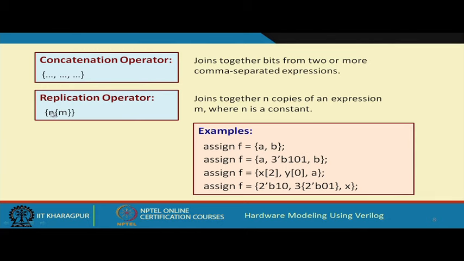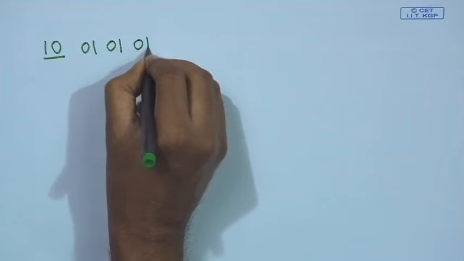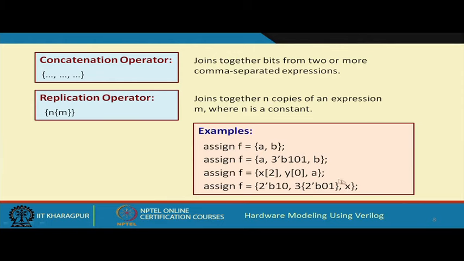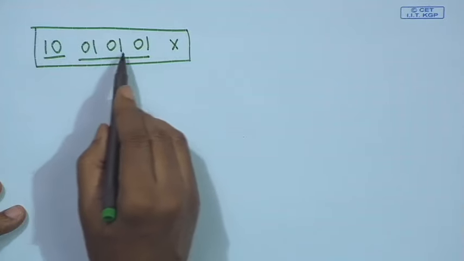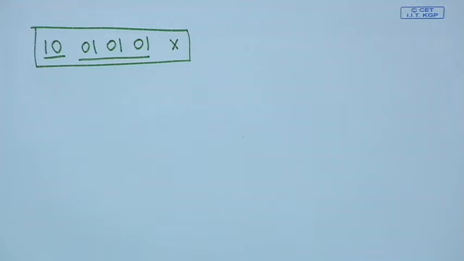Okay. And we can use this replication operator along with concatenation, where I can use a constant n followed by something within curly brackets. This will mean repeat n times. The last example shows this: I am concatenating 3 things. First is 2 bits 10, second is 3 times 2 bit 01, and the last item is an undefined x. You start with 10, then 3 times 01, which means 01, 01, 01, and then there will be an x in the end. So, my final concatenated result will be 10010101x. It will be a 9 bit vector.